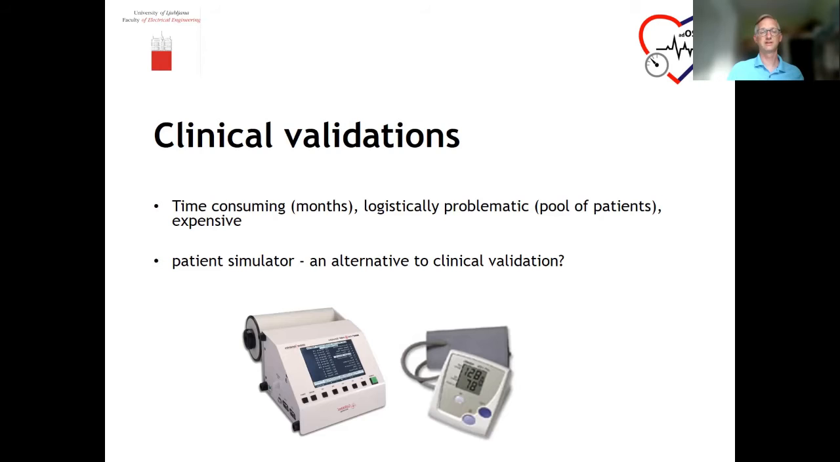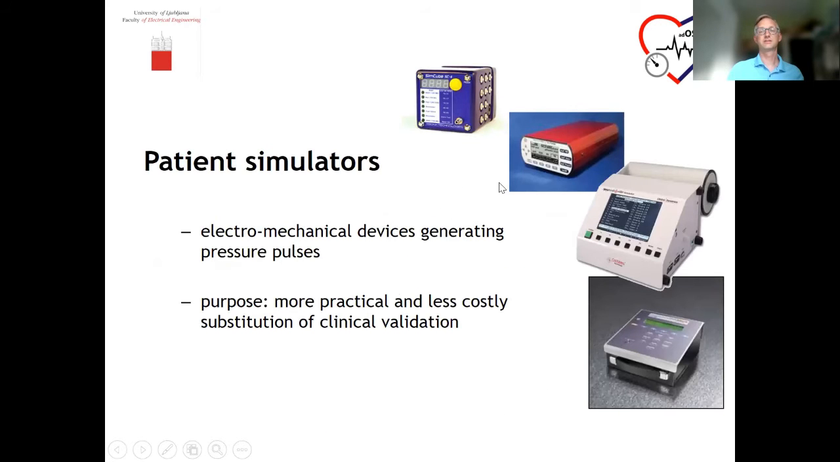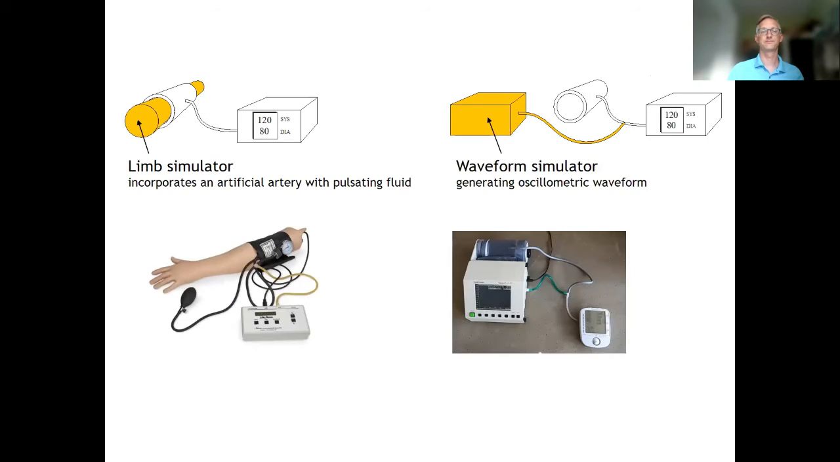Mainly, patient simulators are devices which could maybe be an alternative to clinical validations. On the left side, this is one of the patient simulators. There are a couple of big commercial ones, but basically they are electromechanical devices that generate pressure pulses. The whole purpose is that they are a more practical substitute for clinical validation of blood pressure meters.